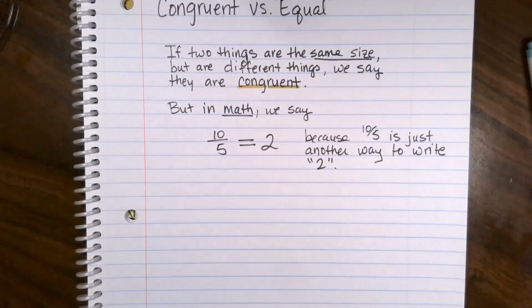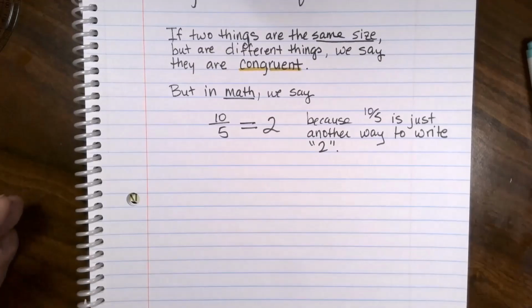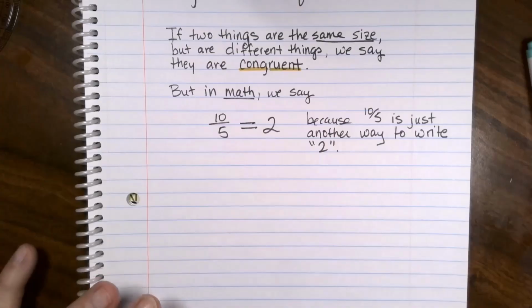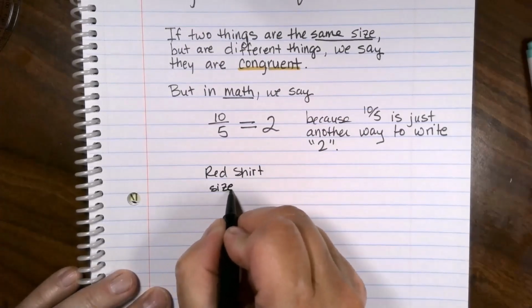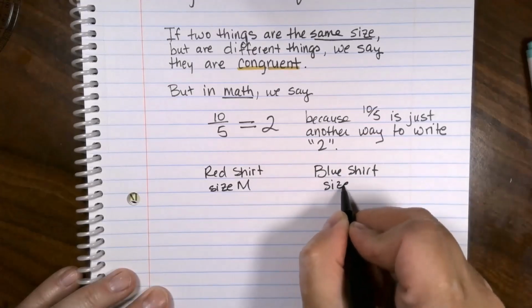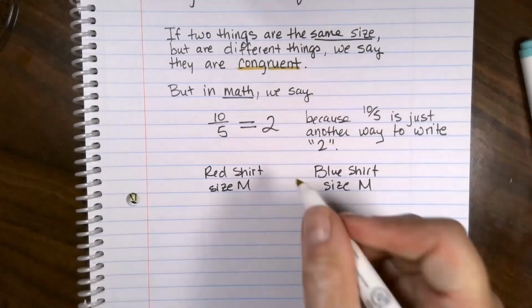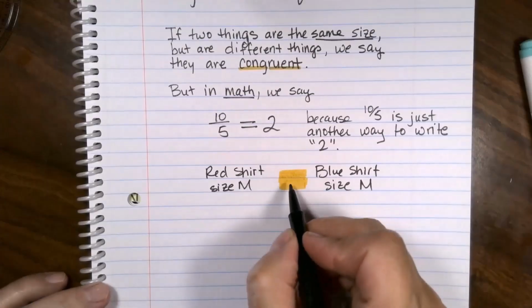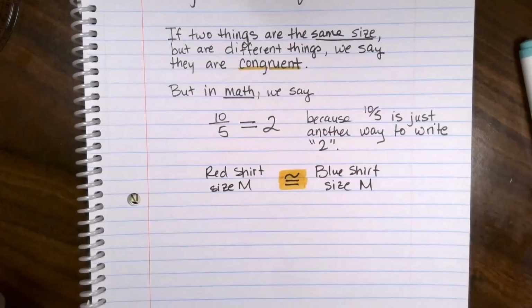The symbol for congruent is a little bit different. Let's go back to the shirts. A red shirt of size medium compared to a blue shirt of size medium. We would say red shirt, size M, and blue shirt, size M, are not equal. They're two different shirts, but they are congruent. So the symbol we use for that starts out as an equal sign, but it has this little squiggly on the top. It's kind of like a sideways S. This is the congruent symbol. They're two separate things, but they are the same size.